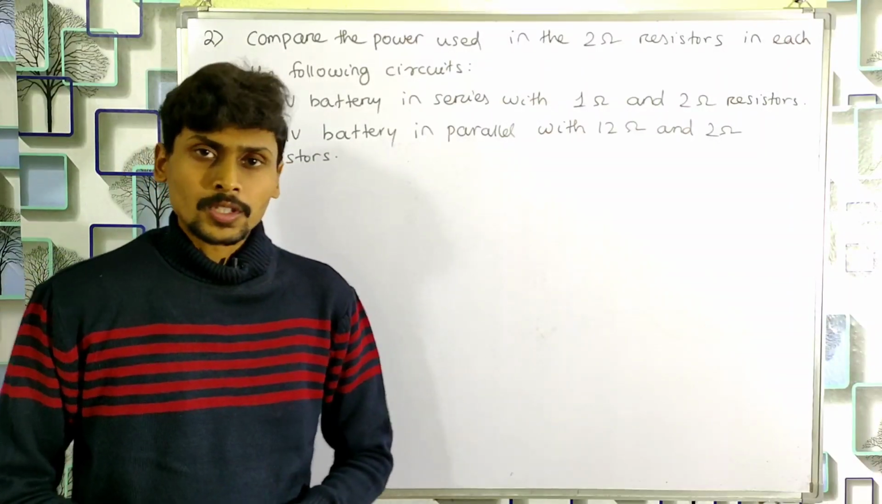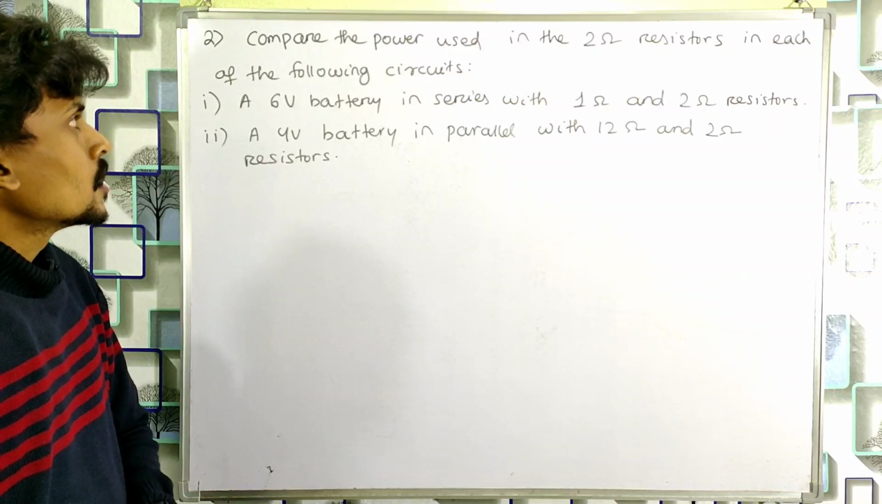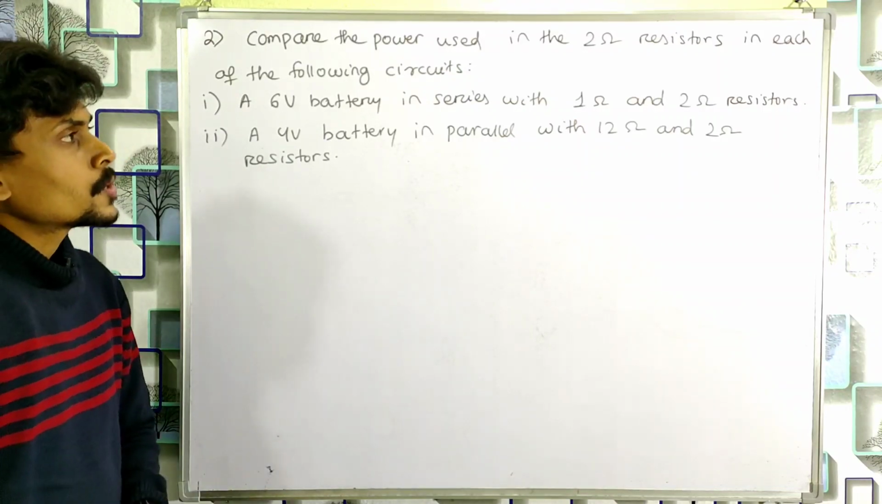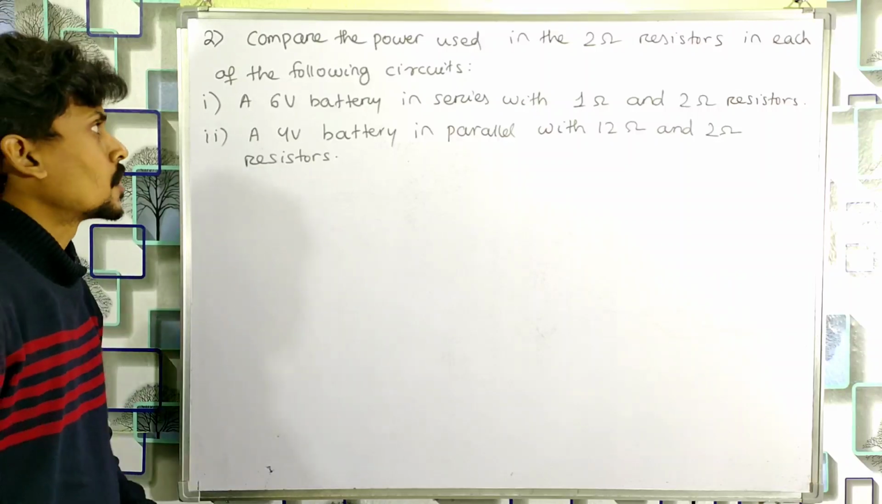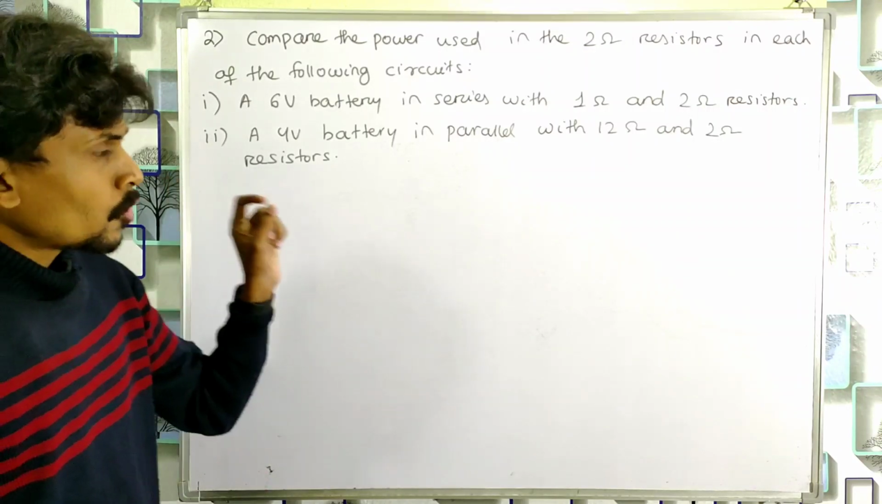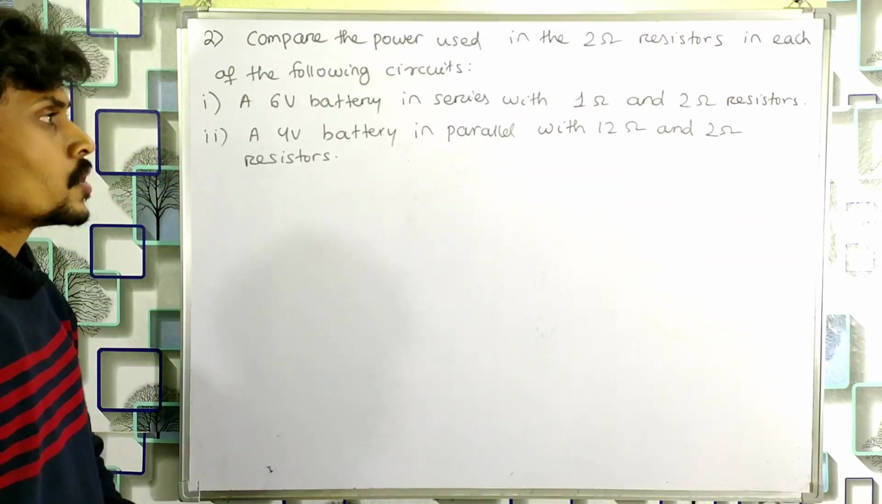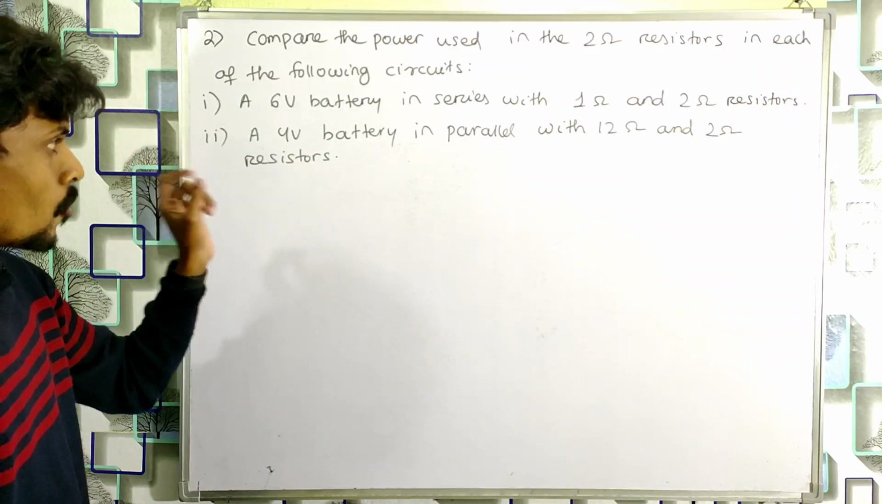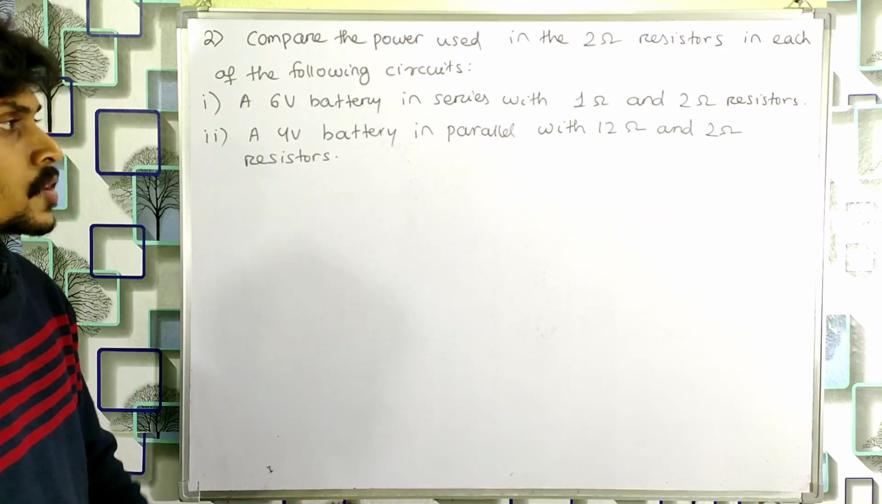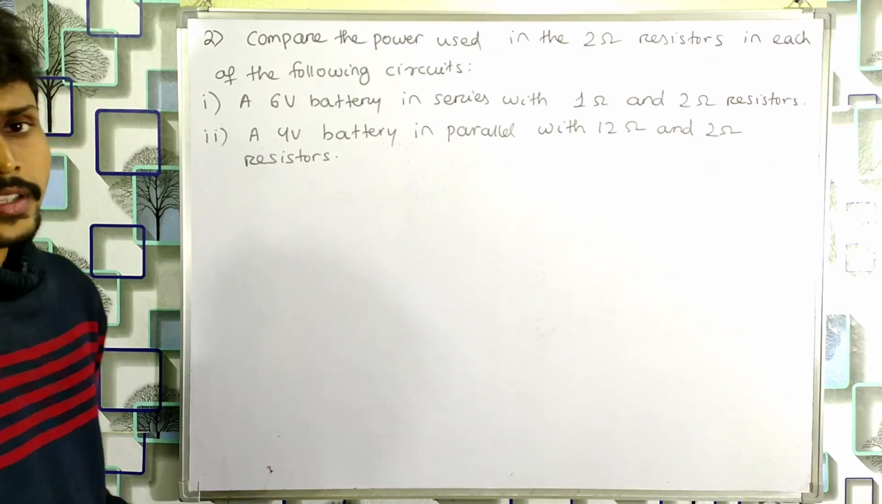Now look at question number 2. The question is, compare the power used in the 2 ohm resistors in each of the following circuits. The first one is a 6 volt battery in series with 1 ohm and 2 ohm resistors. The second one is a 4 volt battery in parallel with 12 ohm and 2 ohm resistors.